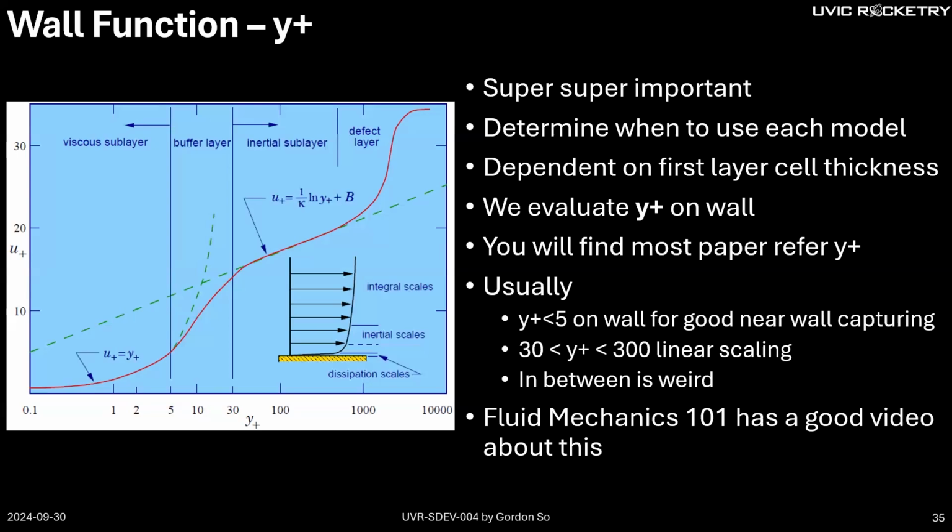The graph shows y plus more than 5 is good for near wall capturing, and anything between about 30 and 300 is a log-law scaling that you can fit onto that equation. Oftentimes you cannot really hit those targets, but as long as you're cautious that this exists, you will know what steps to take. And again, Fluid Mechanics 101 has a good video about this if you want to learn more. And we'll talk a lot more in the meshing section.